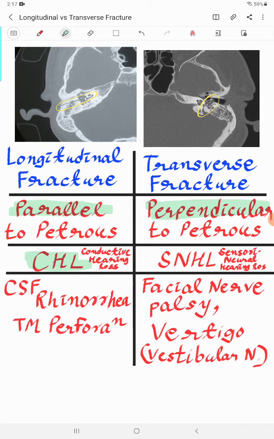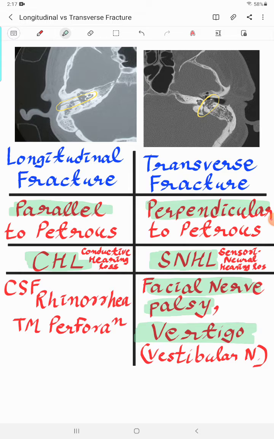In the internal acoustic meatus lie the facial and the vestibulocochlear nerve, which are the 7th and 8th cranial nerves, and the cochlear component of the vestibulocochlear nerve is responsible for hearing. So there occurs sensorineural hearing loss in the transverse fracture, and along with that the facial nerve also gets affected. So there is facial nerve palsy, and the vestibular part of the vestibulocochlear nerve also gets affected. So there is vertigo, because the vestibular part is responsible for balance.